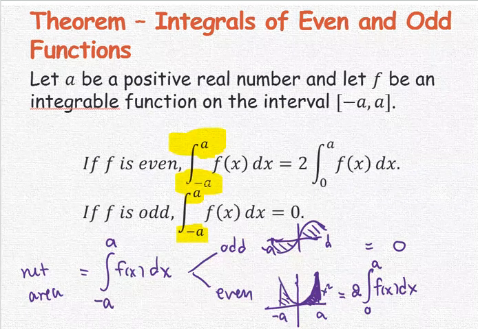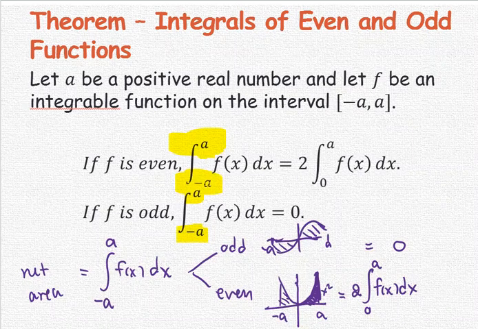For the even function, the definite integral from negative a to a is not 0. But for the odd function, it will be 0 because the definite integral is the net area. A portion of it is negative, the other portion is positive. So positive and negative adjust each other to be 0. So this is the use of the even and odd functions when you find a definite integral from negative a to a.